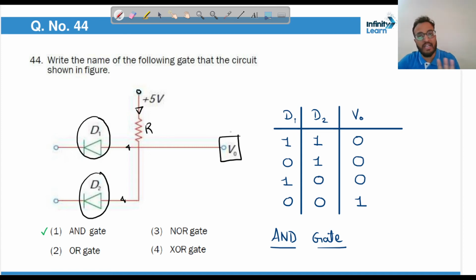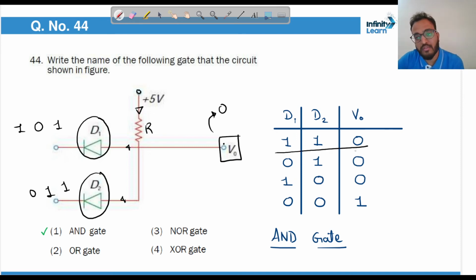That means if the current flows through any one of the diodes, the potential at V naught at this point will become 0. That means if any one of them is forward biased, or any one of them is 1, out of these three possibilities, V naught will definitely be 0. Right? So 1, 1, 0, 0, 1, 0. If any one of them is forward biased, V naught is 0.